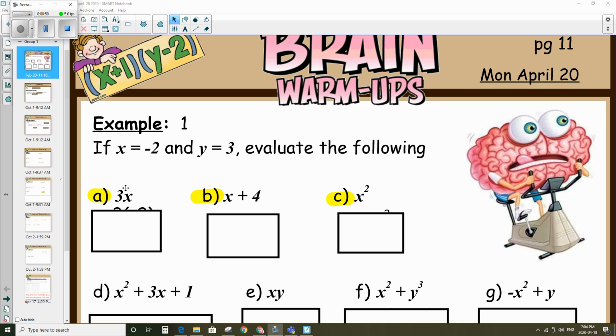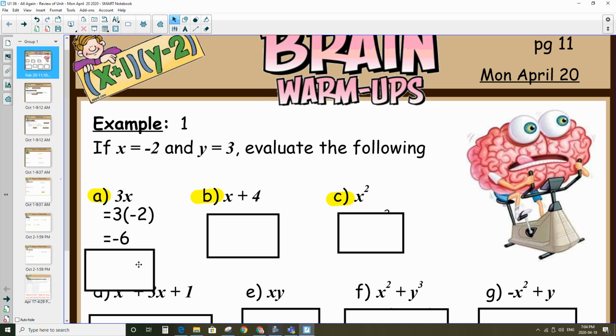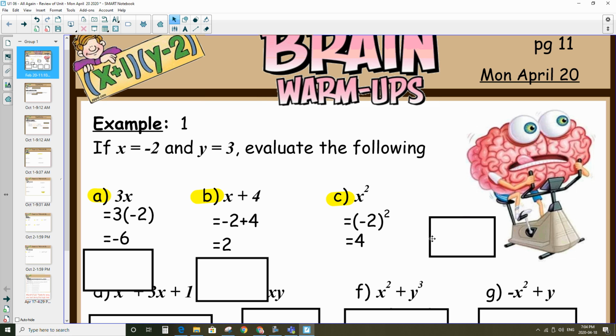Okay, it says 3x. What is 3x if x is equal to -2? So this means what is 3 times x? What is 3 times -2? -6. x plus 4 is -2 plus 4, which is +2. x squared means what is -2 times -2? Okay, +4.